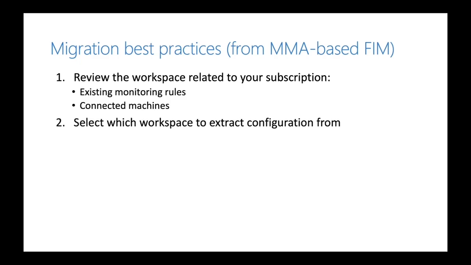Then we will select which workspace to extract the configuration from. This is our source workspace, so the workspace that currently holds the FIM rules, and we want to extract them from the workspace and configure them for the subscription. We can export current rules for future use into a JSON file. That means that while today you cannot create custom file paths for monitoring, you can export the current configuration that you have and store it for future use.